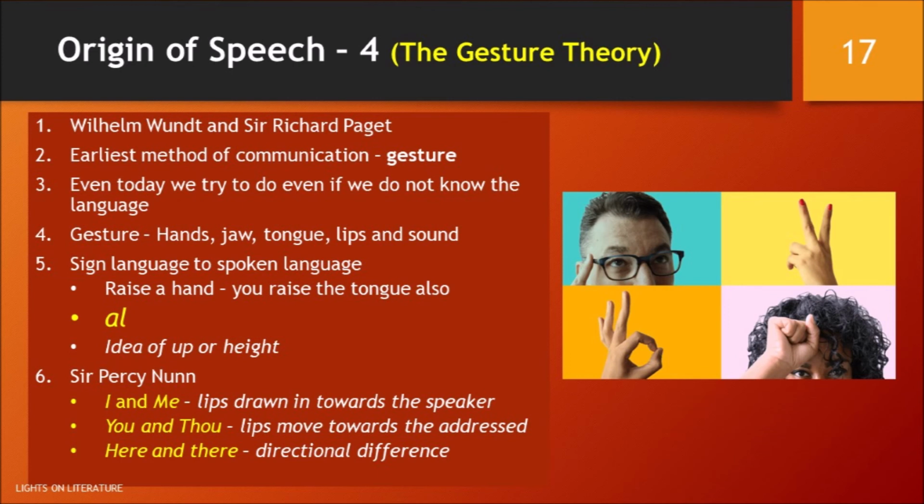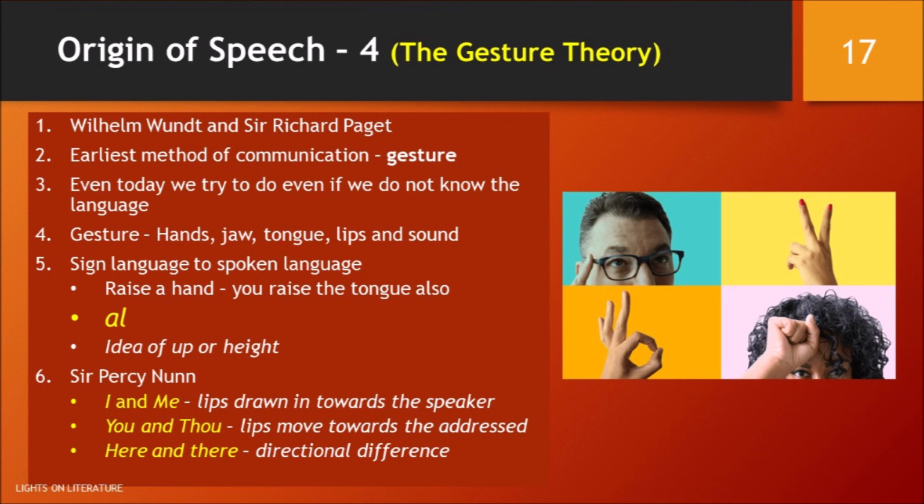For example, in many languages, the sound al denotes the idea of up or a height. When you pronounce al, the tongue rises so that the tip of the tongue points towards the top palate. This is an accompanied movement. To denote the idea of up or height, one would raise his arm. The same way the tongue also raises.